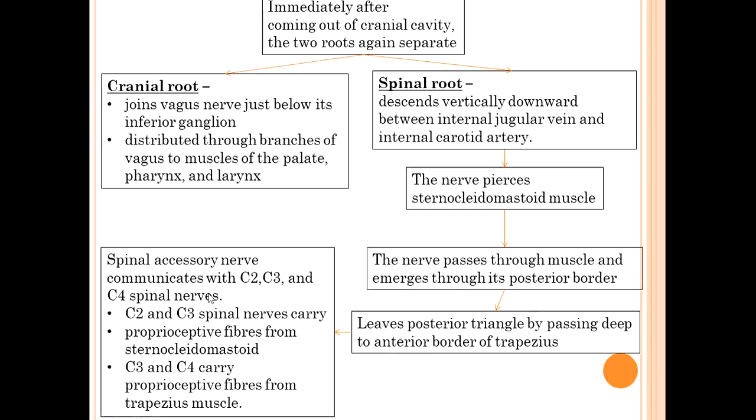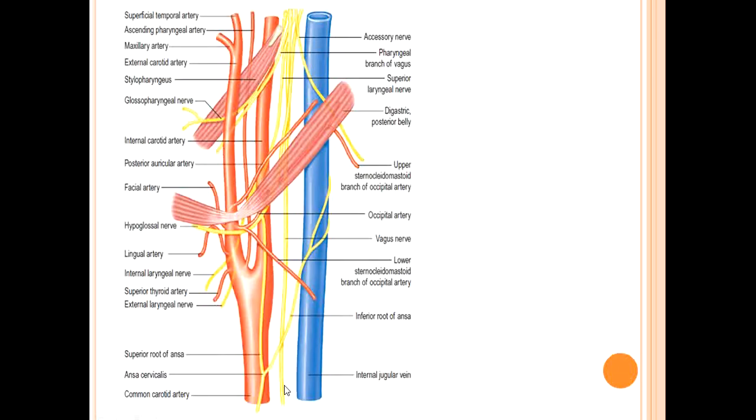Now this spinal accessory nerve communicates with fibers of C2, C3 and C4. C2 and C3 spinal nerves carry proprioceptive fibers from sternocleidomastoid, and C3 and C4 carry the proprioceptive fibers from trapezius muscle. So you can see here the course of the fibers, you can see here the different branches of vagus nerve, and what you are seeing, this is the accessory nerve which is going behind after crossing the sternocleidomastoid.